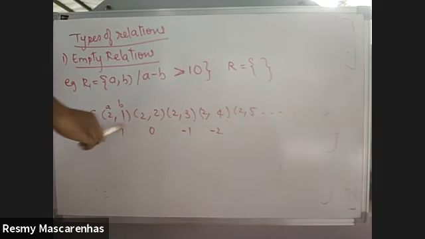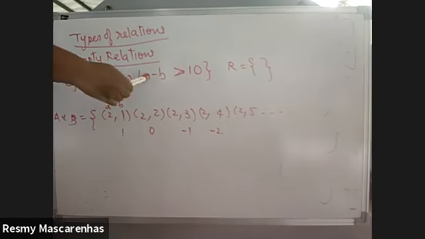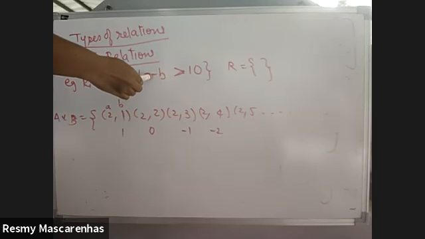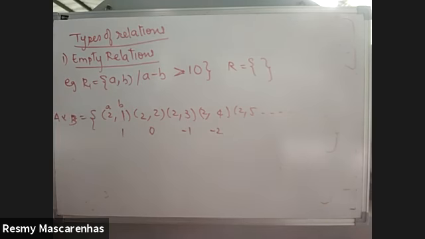Okay, just minus this and see. In short, they have asked you to find those pairs where, when you subtract both, the answer should be greater than 10. And it is not giving anything greater than 10. So that's why it remains empty. So this is an example of an empty relation.